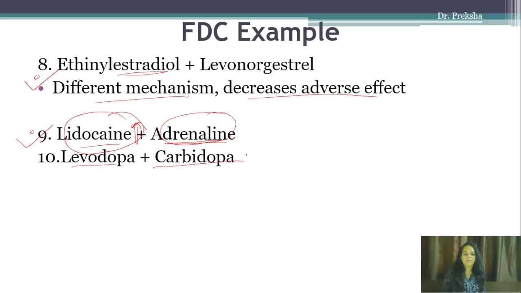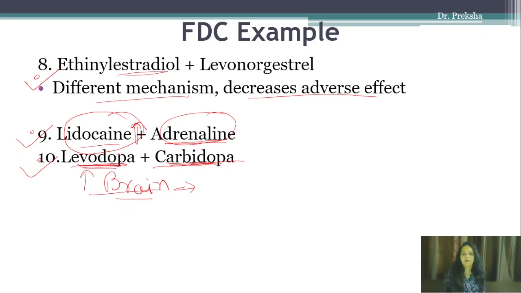Levodopa plus carbidopa. This is also a rational FDC which is used in the treatment of Parkinsonism. Carbidopa is a peripheral decarboxylase enzyme inhibitor, and that is how it increases the availability of levodopa inside the brain, so levodopa will be converted in the brain to dopamine, and that will provide better control of Parkinson's disease.